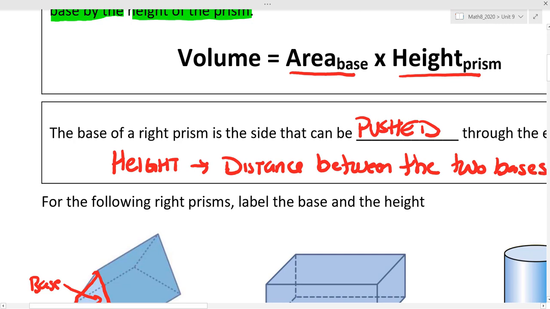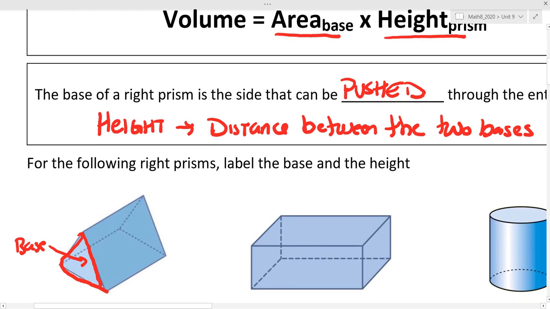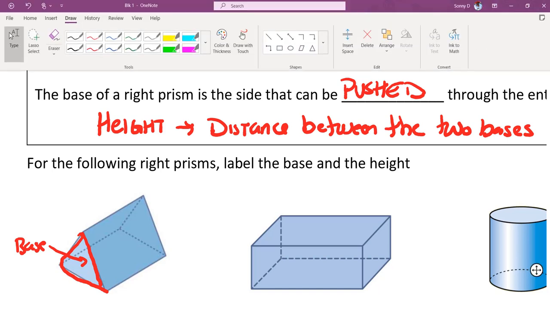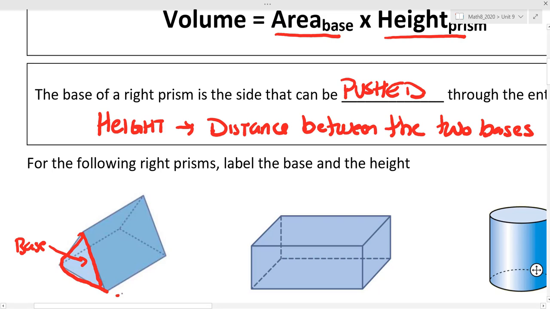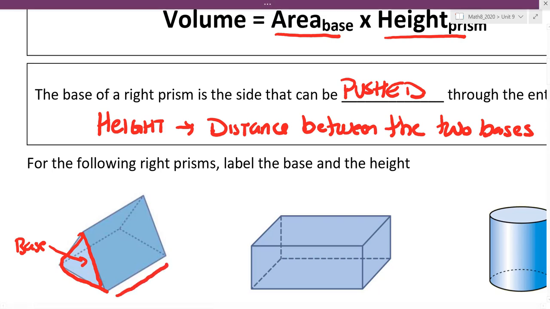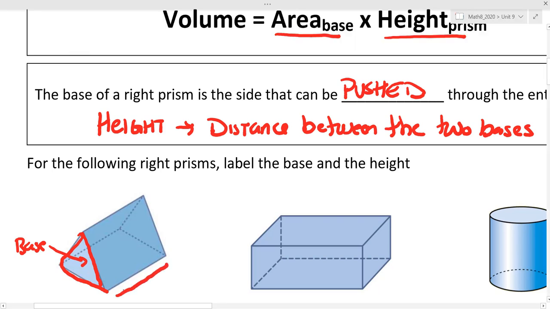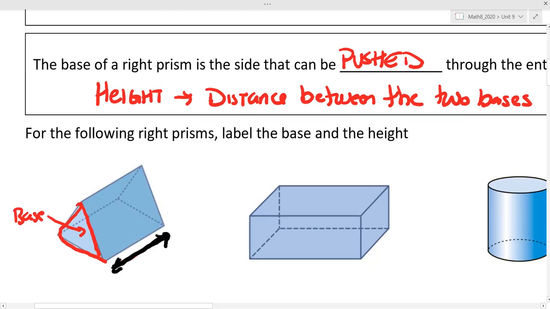Okay. So every base has a near side to it. So if here we call this the base, the opposite end is the other base, and the height is the distance between. That would be the height. Okay.